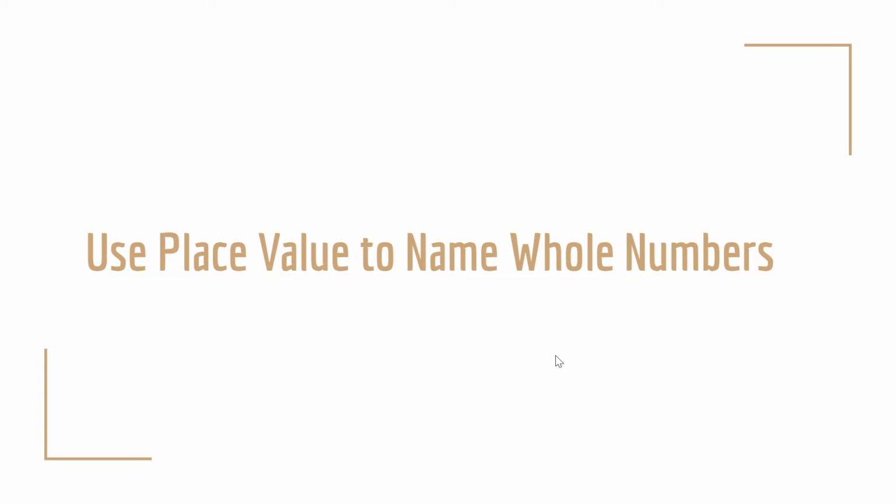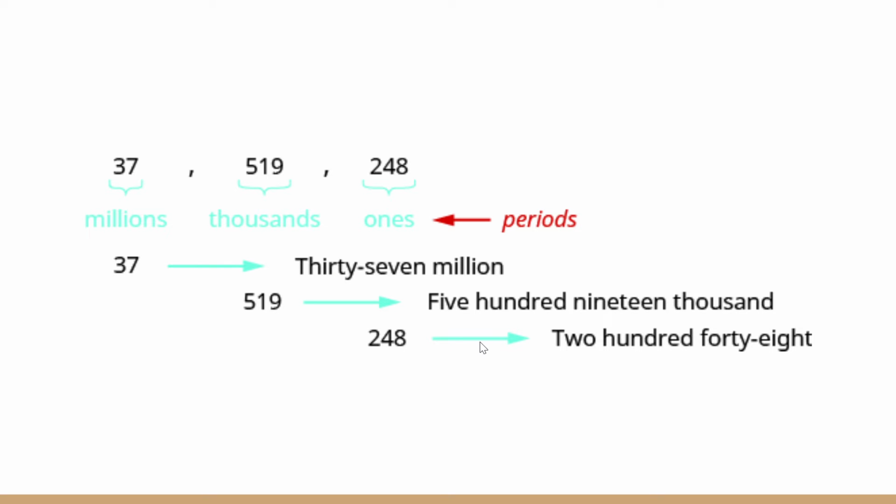Use place value to name whole numbers. This one is what we call 37,519,248. Million, thousand, ones are their periods.